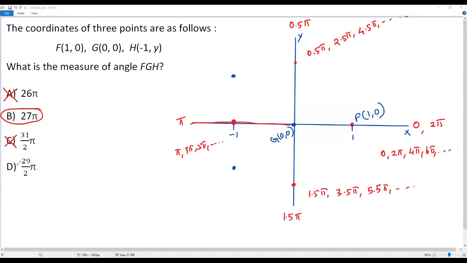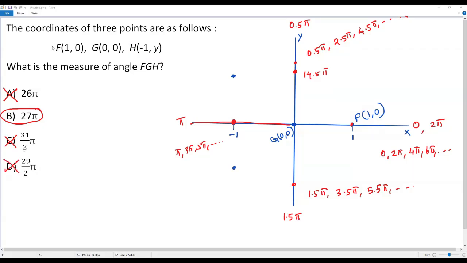Now let me consider answer choice D. Here we have 29 over 2. When I divide 29 by 2, I am getting 14.5. That is 14.5 pi. So when I have 14 pi angle measure, it will be on the positive side of x-axis because 14 is an even number. But here we have 14.5 pi. That means we have to add 0.5 pi to 14 pi. When I add 0.5 pi to 14 pi, then we'll be here, on the positive side of vertical axis. So the terminal side of this angle measure 29 over 2 pi is not one of the positions of this point H of negative 1 comma y. So we can reject this one as well.